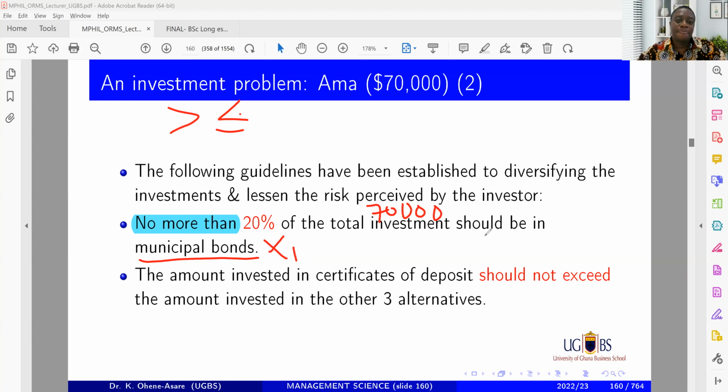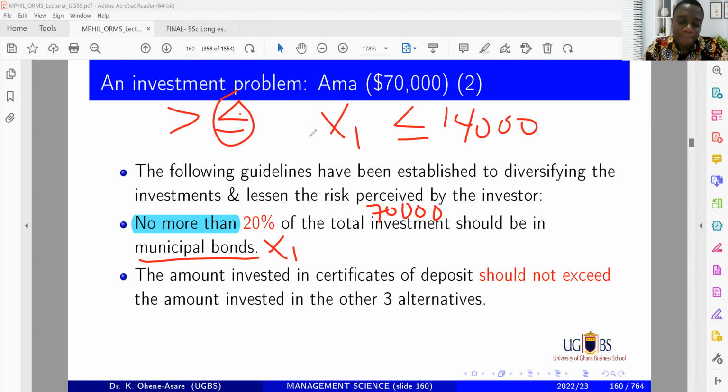What is that? Samuel? 14,000. Good. And you know the symbol you are dealing with is less or equal to. So it means that X1 less or equal to 14,000. That is your constraint. What does that mean?